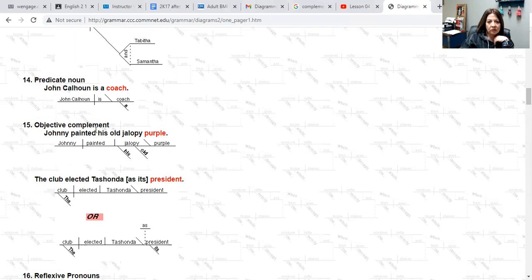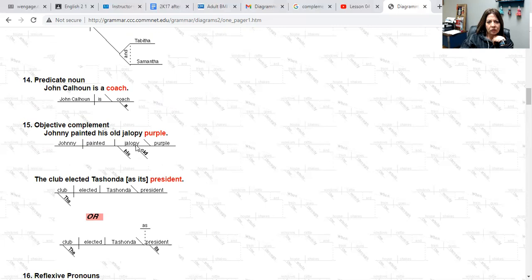What we're doing today is objective complements or object complements, means the same thing. So Johnny painted his old jalopy purple. And so you have Johnny painted what? Jalopy and then purple. You ask the question, what again?